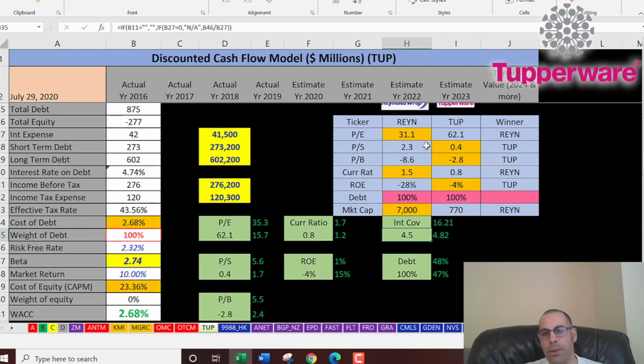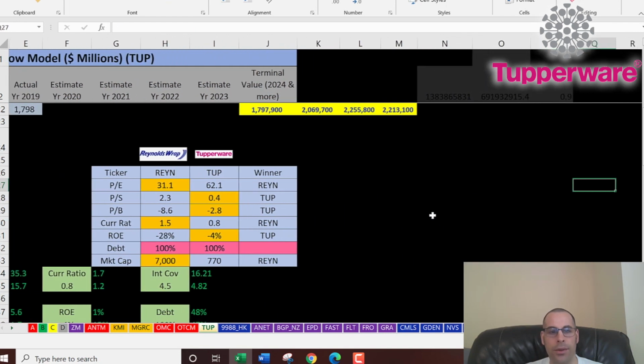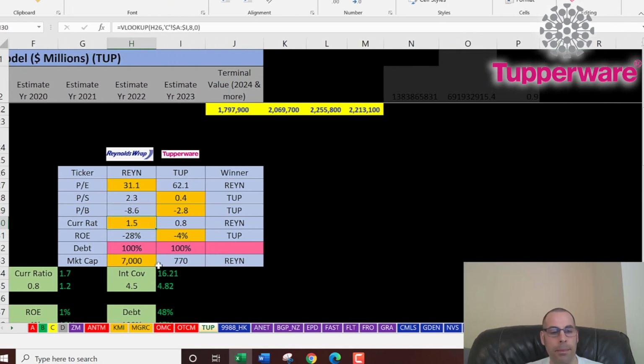Let's compare them to another company, Reynolds. They're in the same industry. Reynolds has a better PE, although both of them are pretty weak in PE. Tupperware is better in price to sales. Tupperware has a better price to book since their negative is a little less than Reynolds Wrap's negative. Reynolds Wrap can cover their current liabilities, so their current ratio is above 1. Both of them have a negative ROE, although Tupperware is a little better. They're both 100% debt, and Reynolds is 10 times as large as Tupperware.